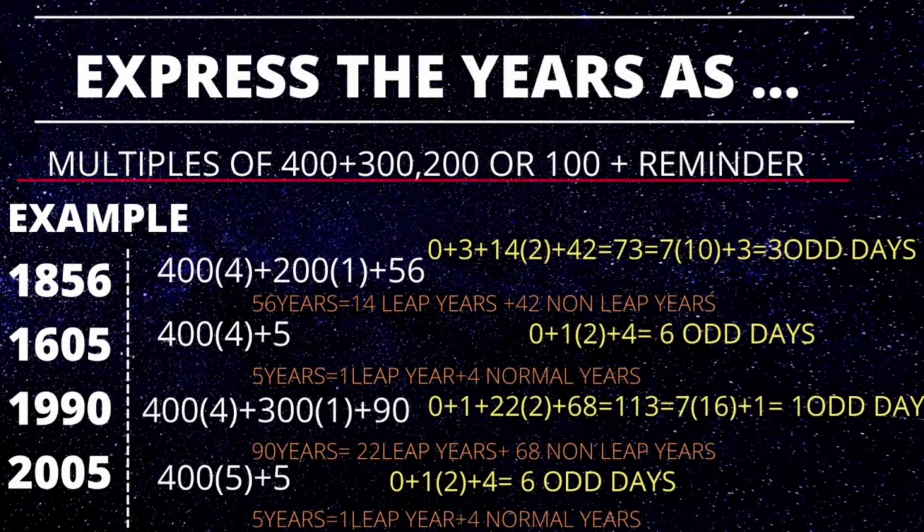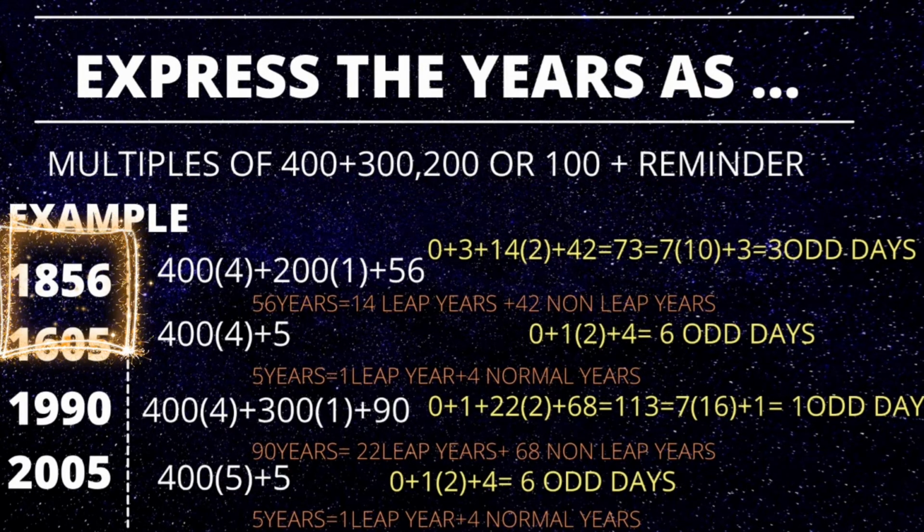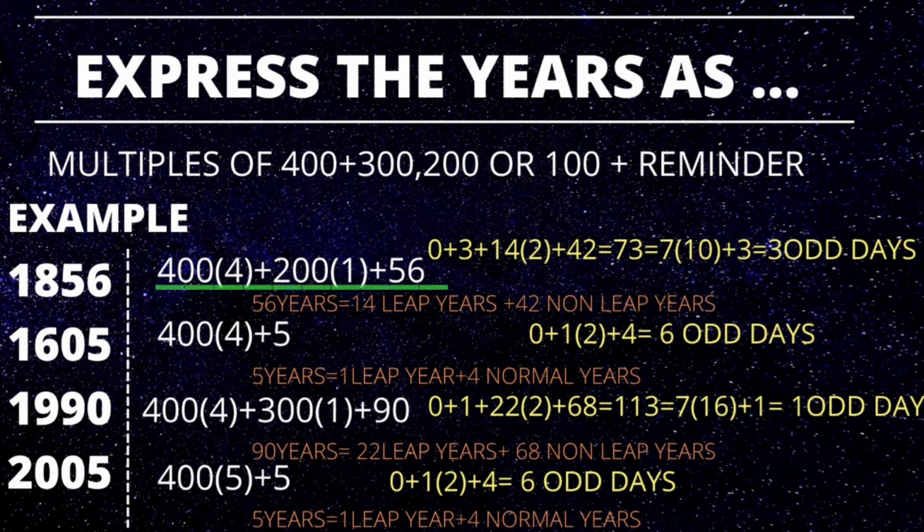The year is represented as a multiple of 400 plus multiple of 300, 200 or 100 plus the remaining years. Example, the year 1856 can be represented as 400 into 4 plus 200 into 1 plus 56, that is multiple of 400 plus multiple of 200 plus remaining 56 years. Of this 56 years, 14 will be leap years and 42 will be non-leap years. To find the number of leap years in an interval, check how many multiples of 4 lie in that interval.